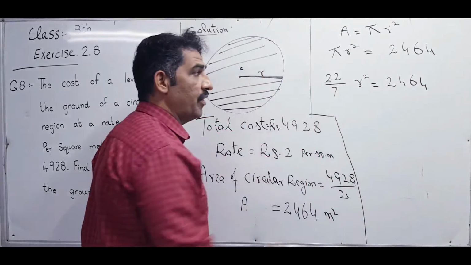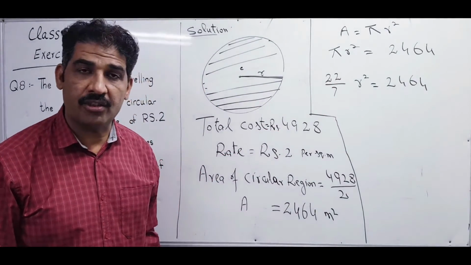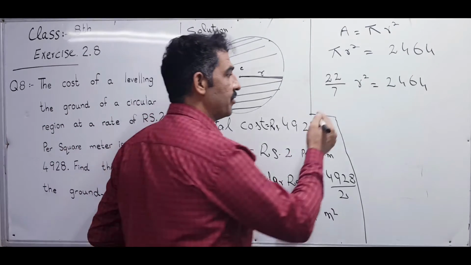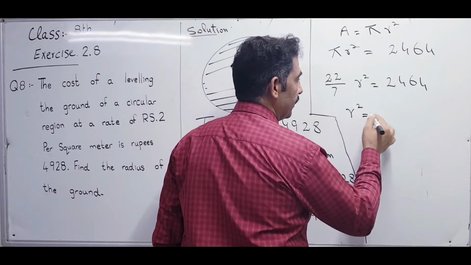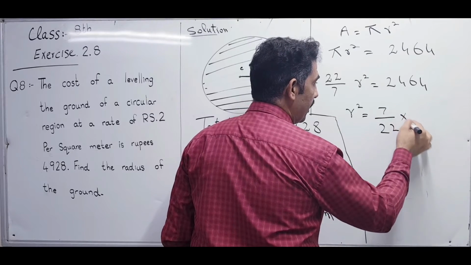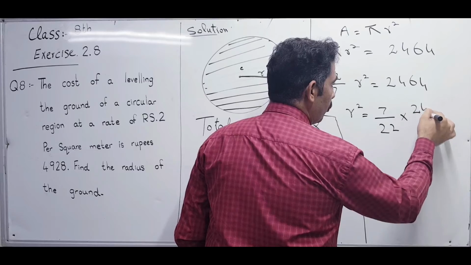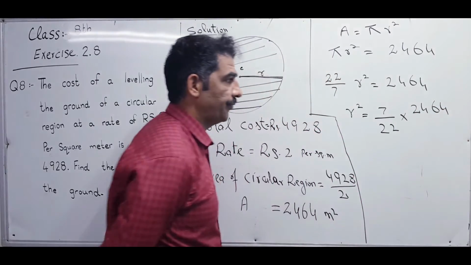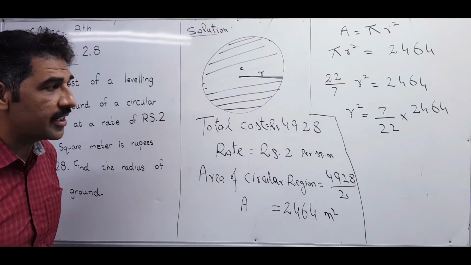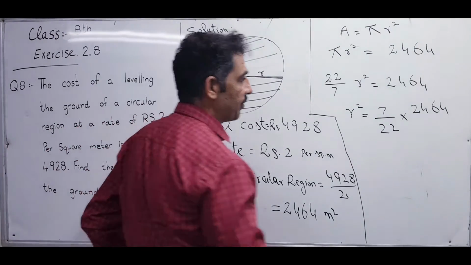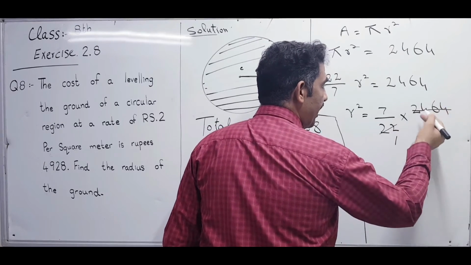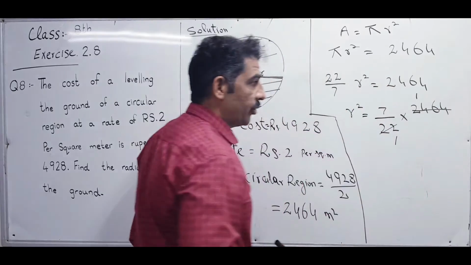equals 2464. So when it's shifting to the other side of the equal sign, what change will occur? Reciprocal. Good. So we have to change its reciprocal. So reciprocal will become 7 over 22 multiplied by 2464. 22 को सेपरेट पीस करके भी आप कर सकते हो डिवाइड, वरना डायरेक्ट भी अगर आप करना चाहो तो डायरेक्ट भी कर सकते हैं. 22 ones are 22.